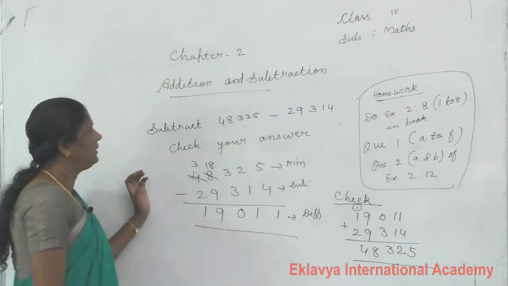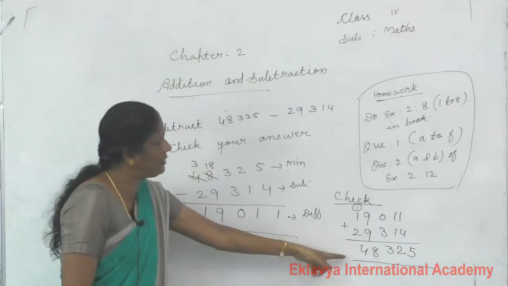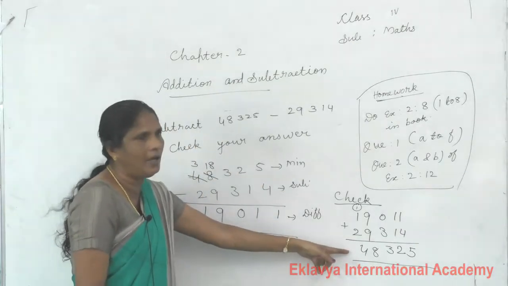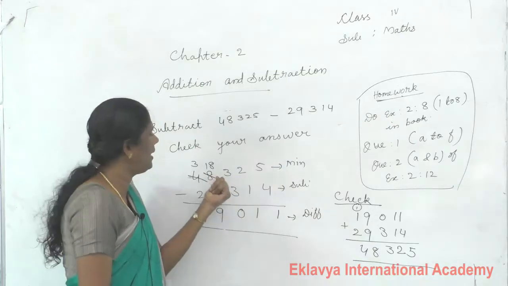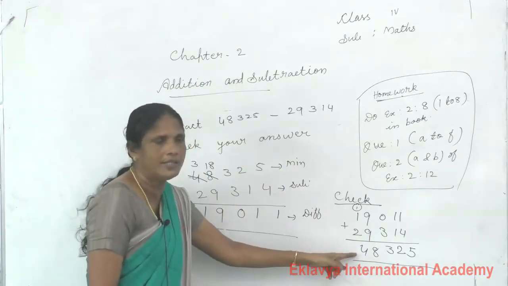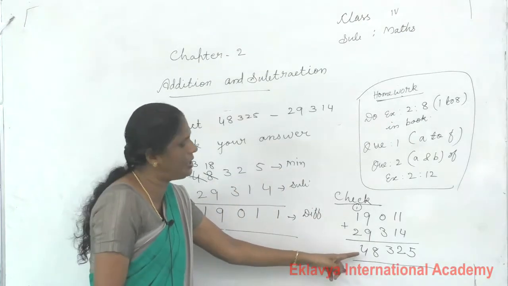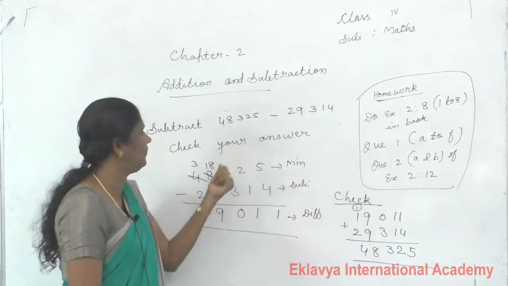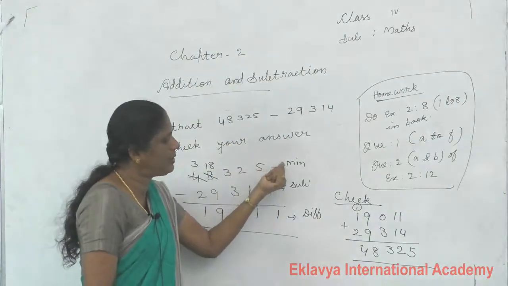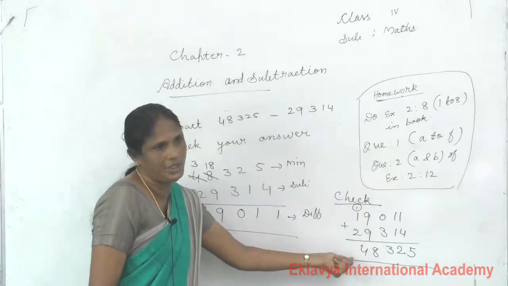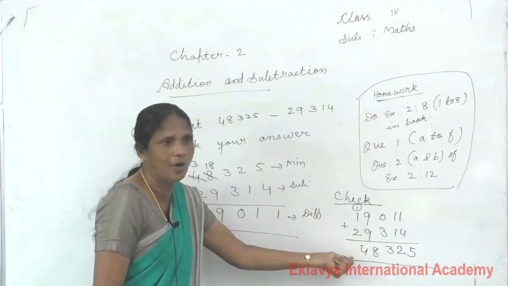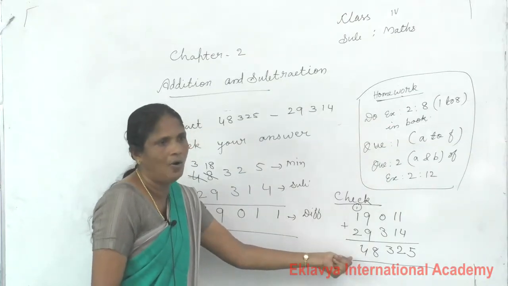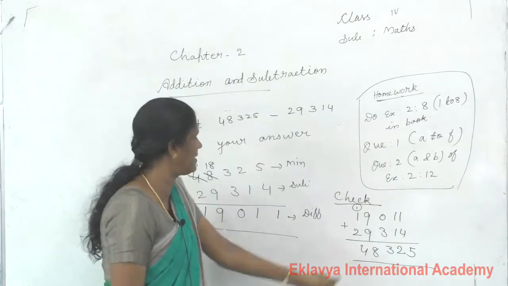Look here. This is our minuend. We get the minuend. Both answers are the same, so your answer is correct. If the minuend and this sum are different, your answer is wrong. Understand? All students understand? Yes.